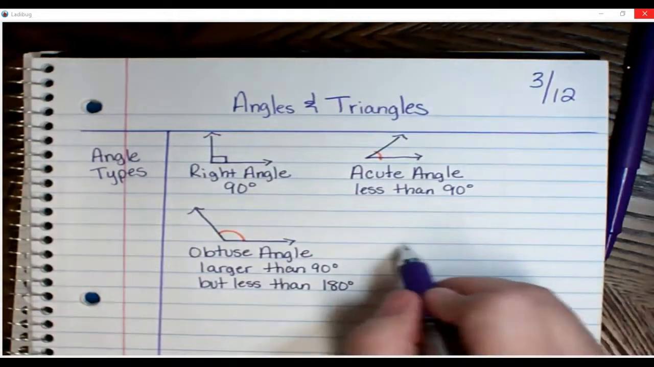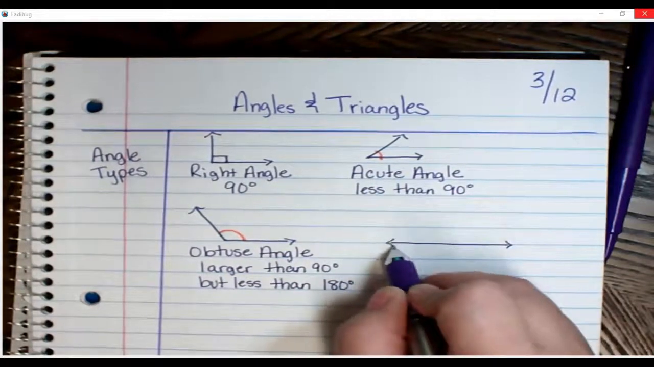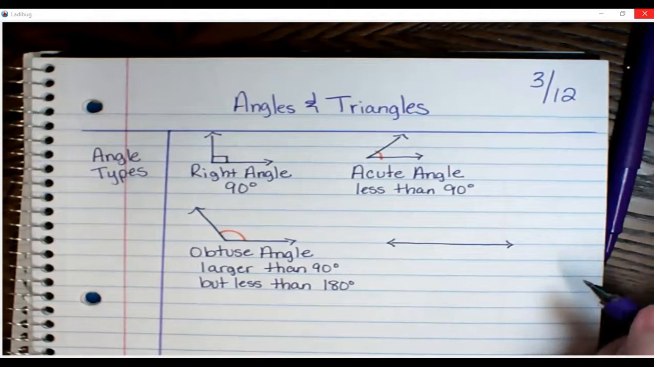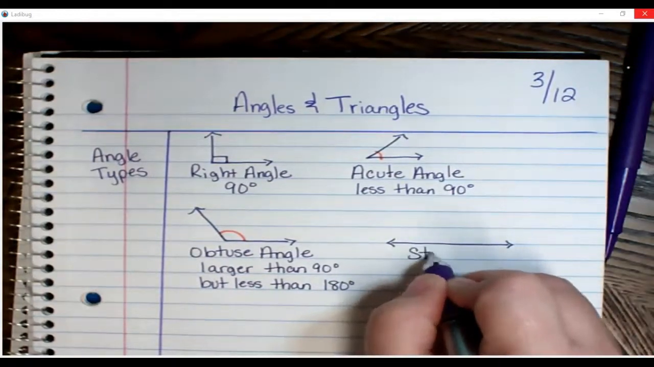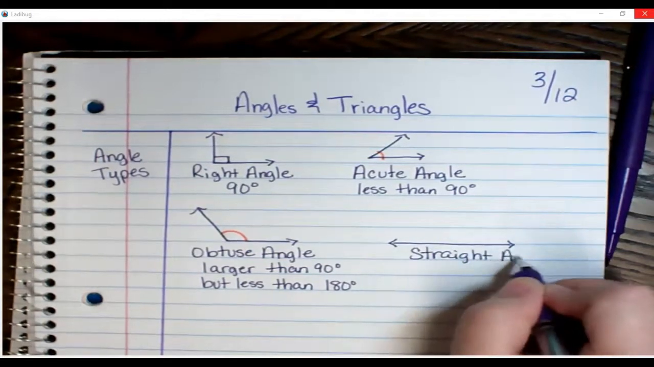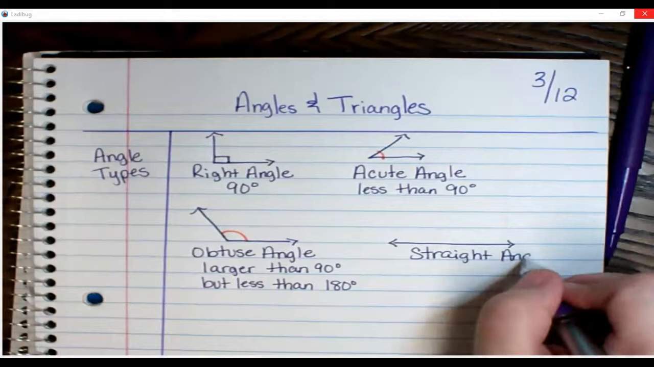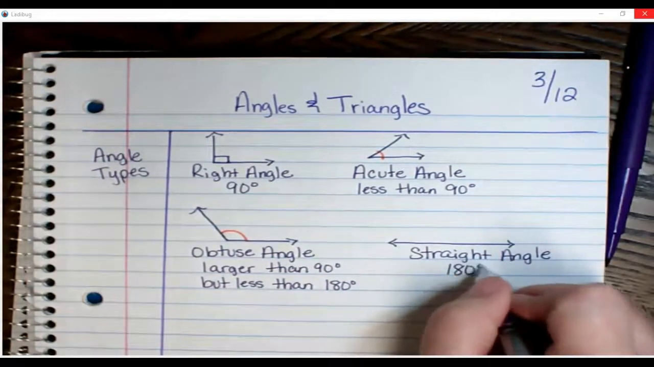And the last angle that we're going to talk about in this section of our notes is this one. It is a straight line, and we call that a straight angle. Easy to remember because it's a straight line, a straight angle. And it measures exactly 180 degrees.